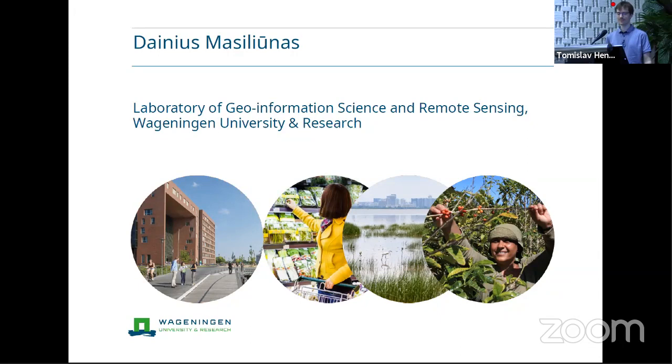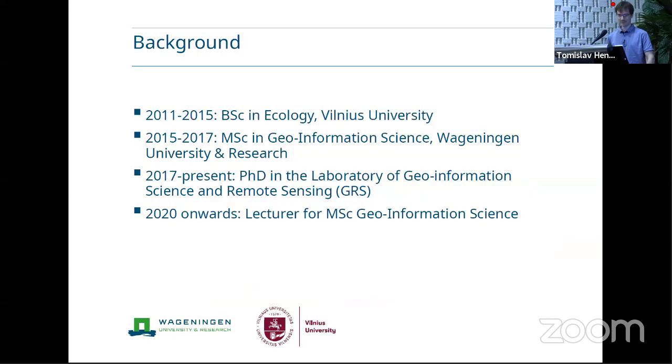So yes, I am Dainius Masiliunas from the University of Wageningen, and I'm part of the Laboratory of Geoinformation Science and Remote Sensing. My background is that my bachelor's was back in Lithuania at Vilnius University, and I was doing ecology, which is perhaps a bit different from what we're doing right now. But it is very useful because it gives a bit of context of why we are using all these techniques of remote sensing, of machine learning, and so on. What is the real goal of why we're doing it in the first place?